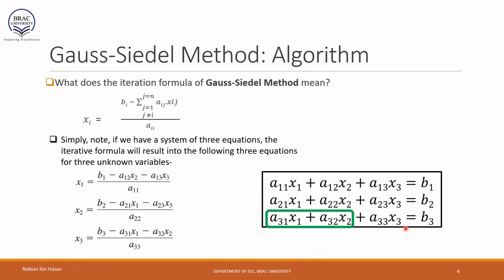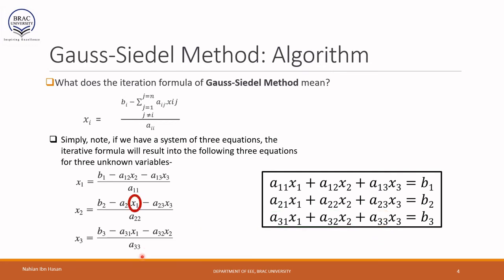Next, in the third equation, we want to determine the value x3, and to determine x3, we need to move these two terms to the right hand side. So this would get b3 minus the first term minus the second term, so b3 minus a31x1 minus a32x2 divided by the coefficient of x3. So that's how we manipulate the three equations and get these three equations.